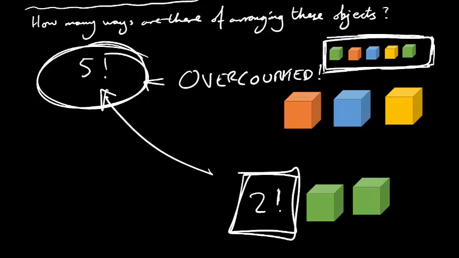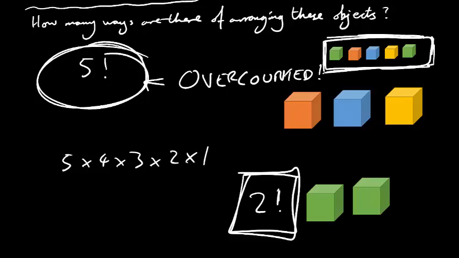Because remember, with my 5 factorial, I've overcounted. I just need to remove the number of overcounting, the number of identical arrangements. How many identical arrangements have I got? I've got 2 factorial of them. So remember what my 5 factorial is all about: it's just 5 times 4 times 3 times 2 times 1. I'm just multiplying each time.